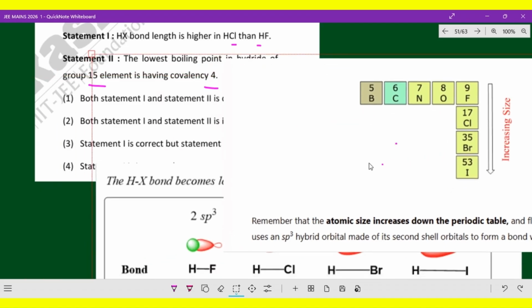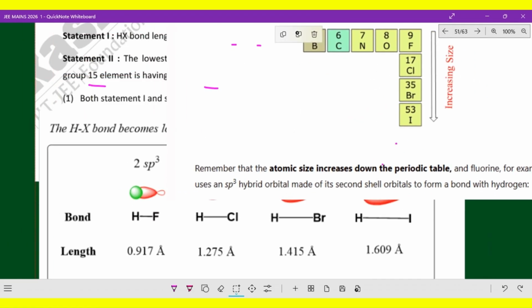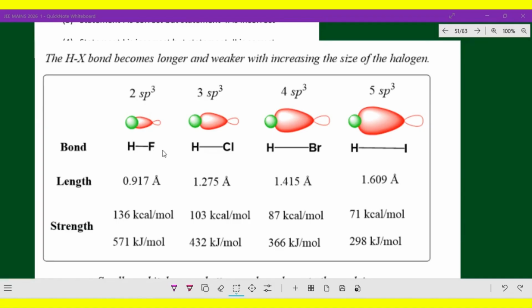So this point here, actually HF, fluorine, chlorine, bromine, iodine, as I mentioned in the group, atomic sizes increase naturally. Bond length also will be increasing according to this picture. I hope you understand through this picture along with the proof. The HX bond becomes longer and weaker with increasing size of the halogen.